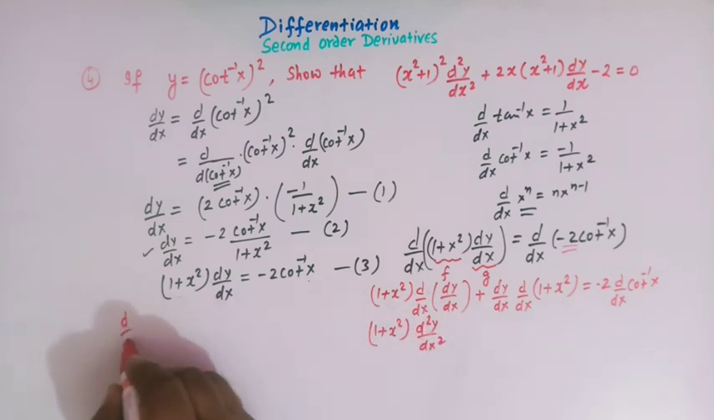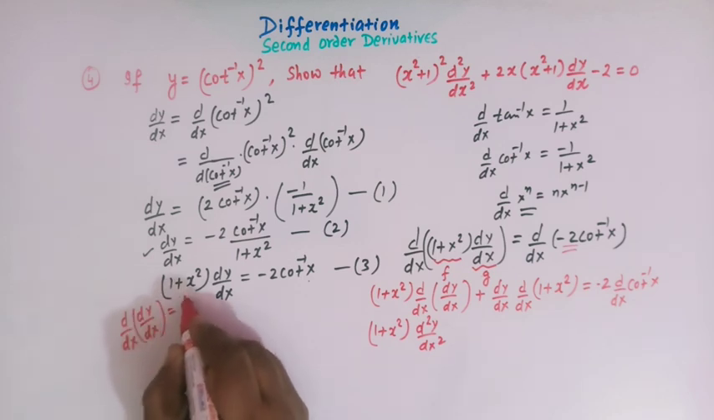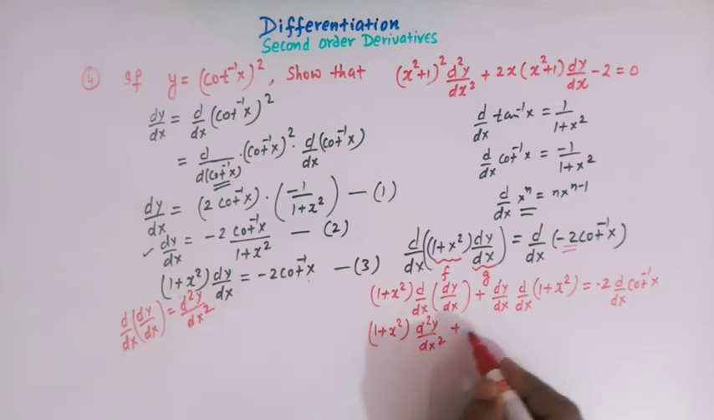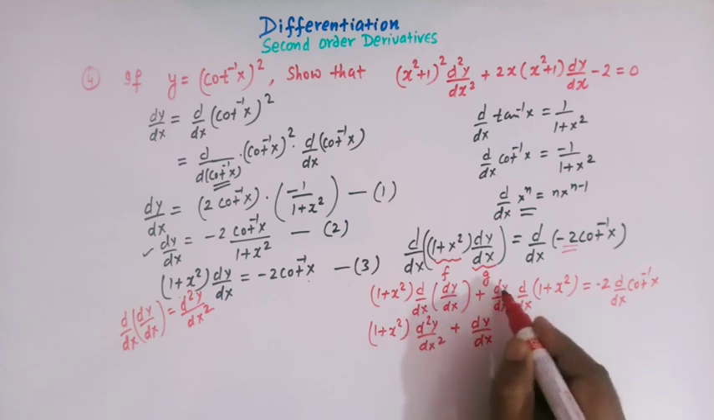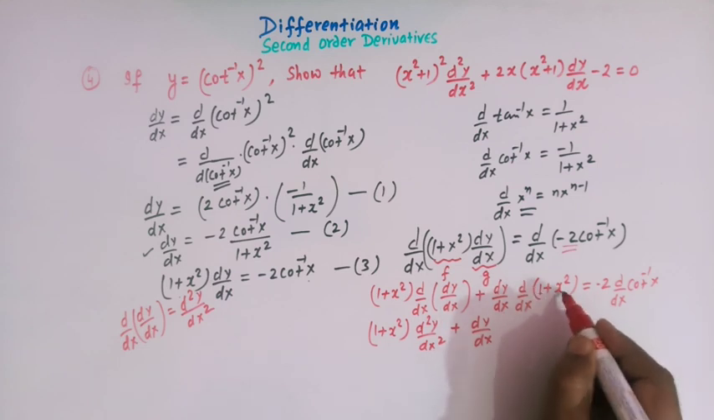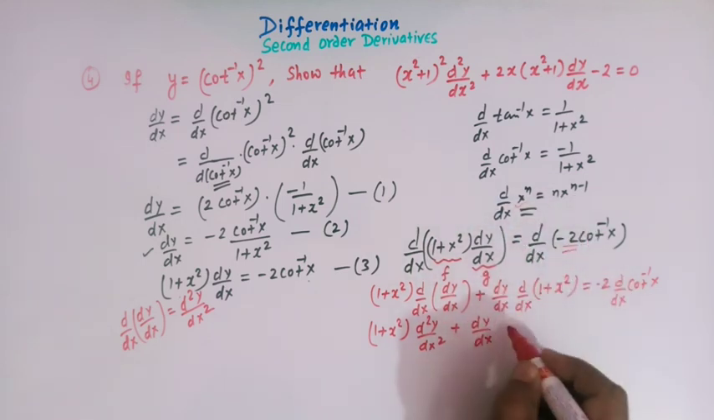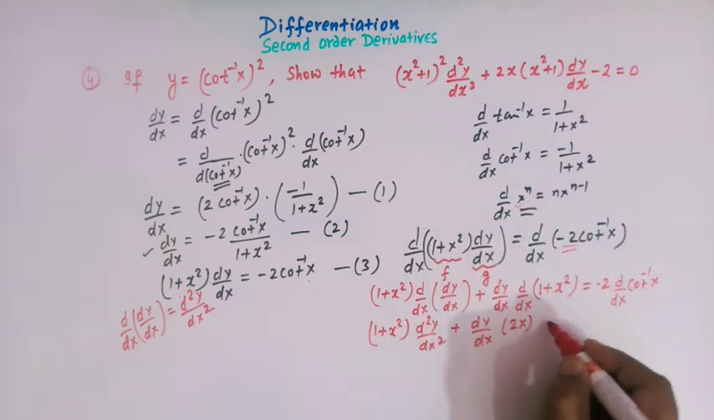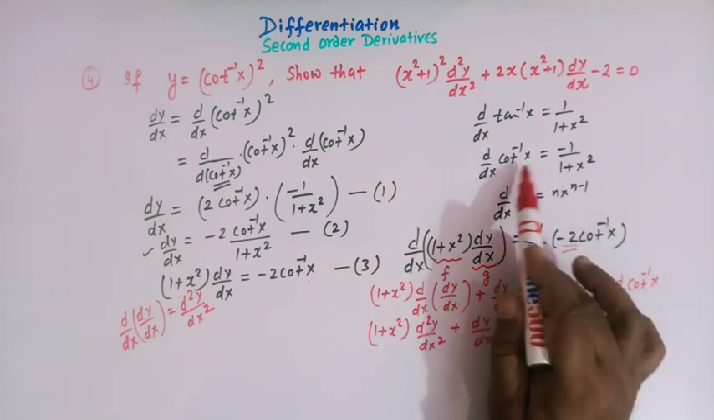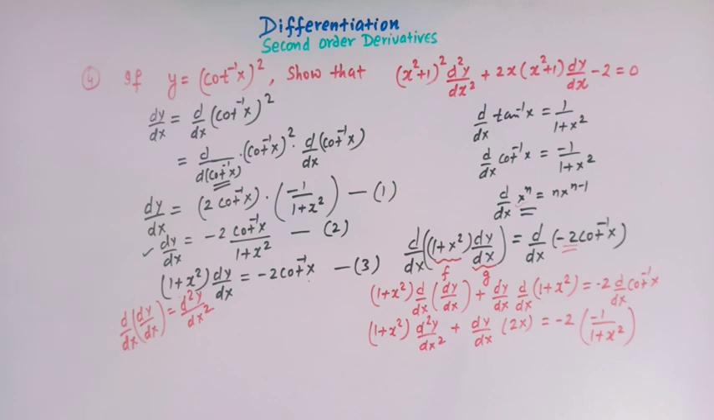Always remember that d by dx of dy over dx is equal to the second derivative of y with respect to x. So here we have 1 plus x square times d2y over dx2, plus dy over dx times the derivative of 1 plus x square. The derivative of 1 is 0, being a constant, and the derivative of x square is simply 2x. And on the right we have minus 2 times the derivative of cot inverse x, which by this rule is minus 1 over 1 plus x square.